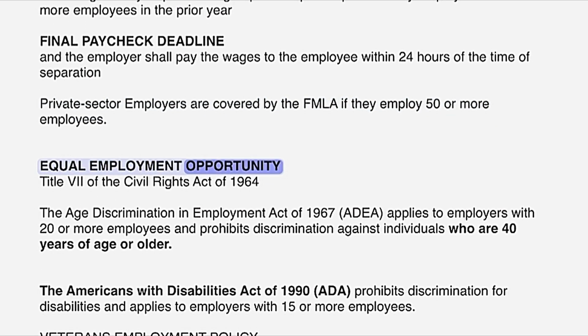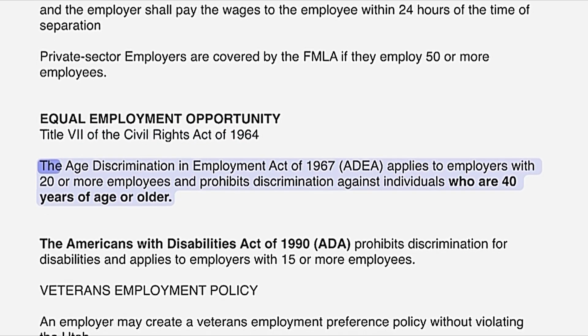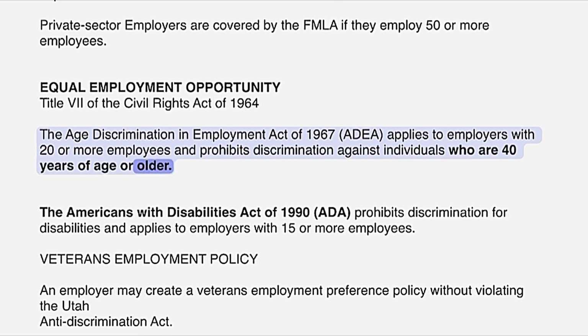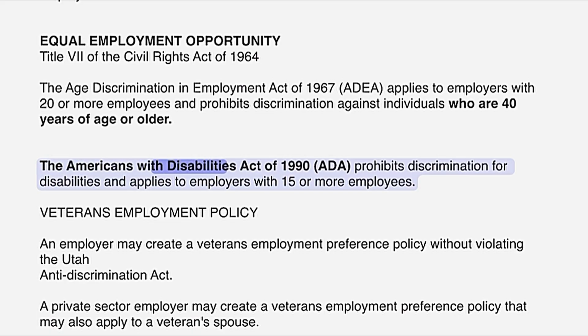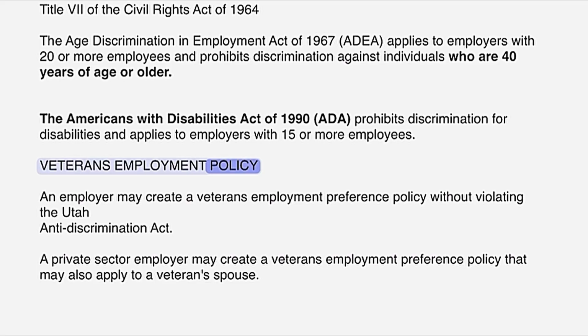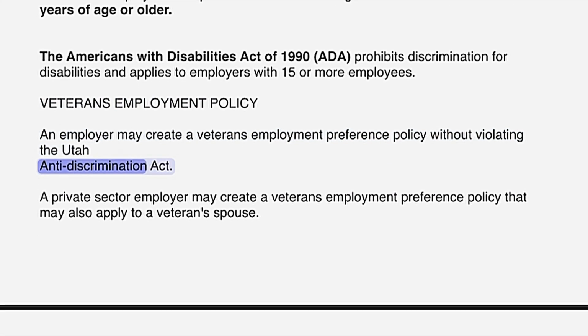Equal employment opportunity. Title VII of the Civil Rights Act of 1964. The Age Discrimination in Employment Act of 1967, ADEA, applies to employers with 20 or more employees and prohibits discrimination against individuals who are 40 years of age or older. The Americans with Disabilities Act of 1990, ADA, prohibits discrimination for disabilities and applies to employers with 15 or more employees.